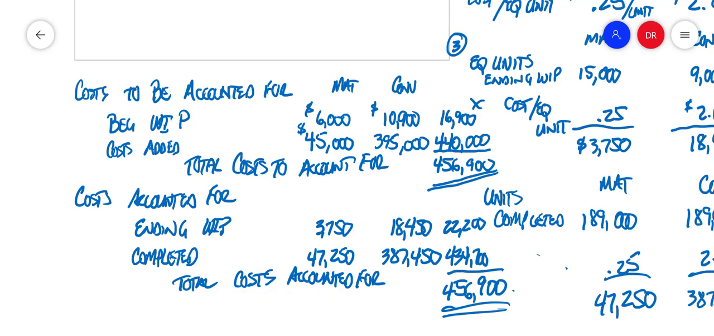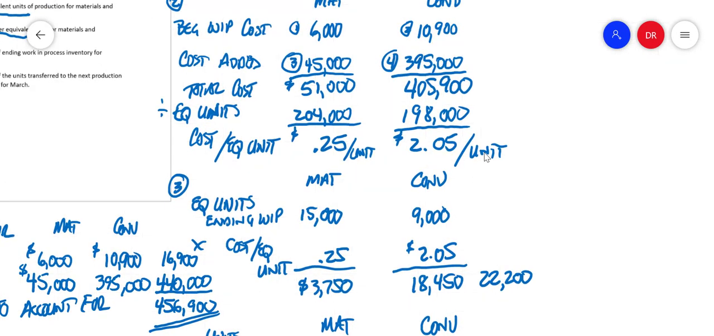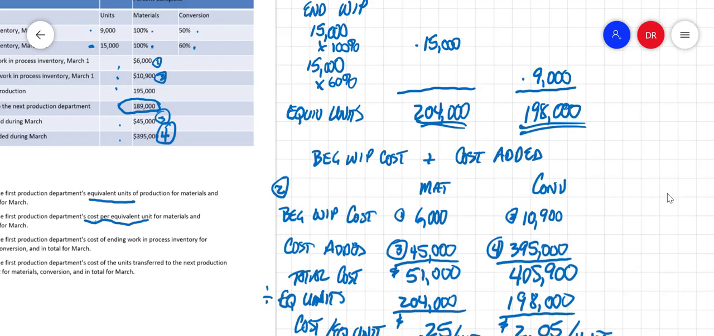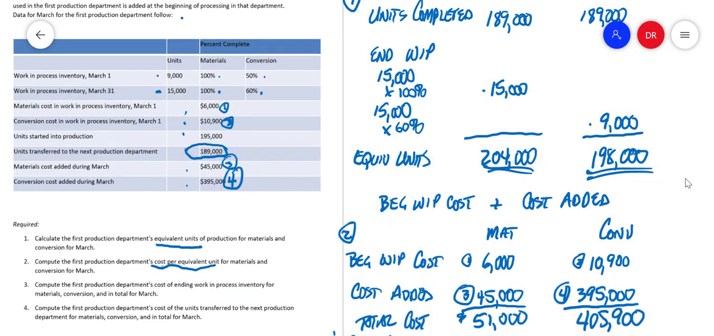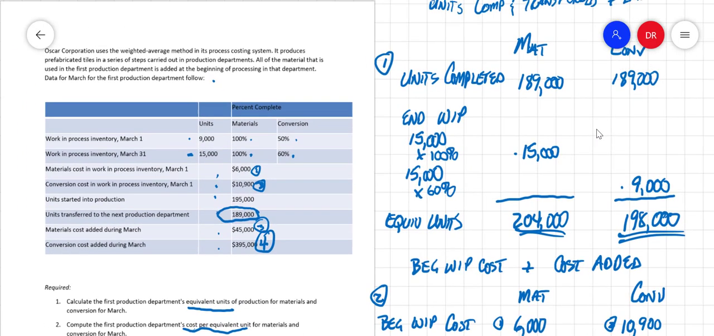Now the focus for this chapter for me is on being able to actually calculate these equivalent units and the cost per equivalent unit.